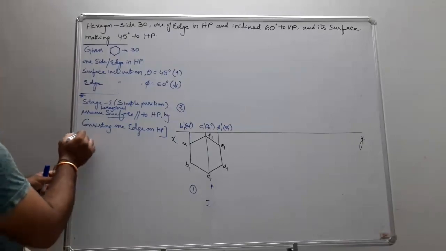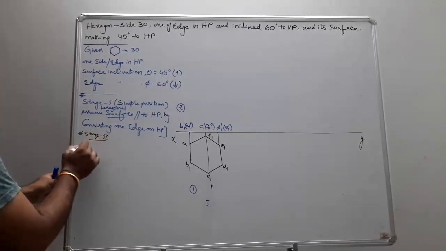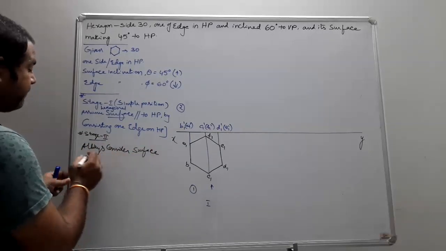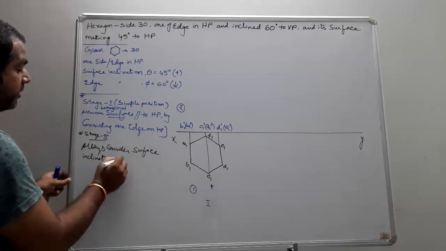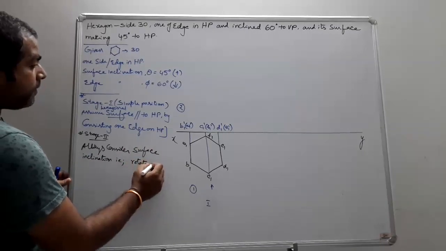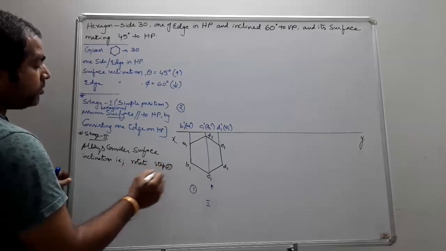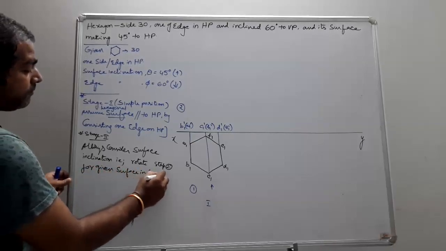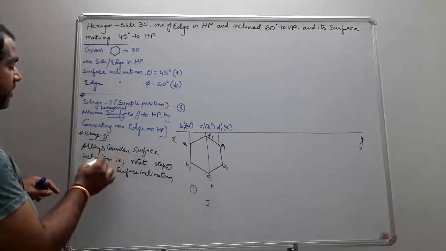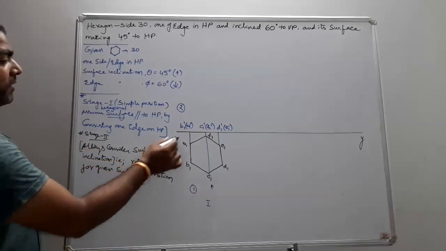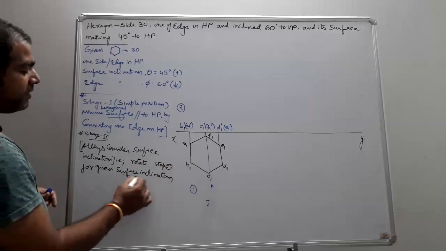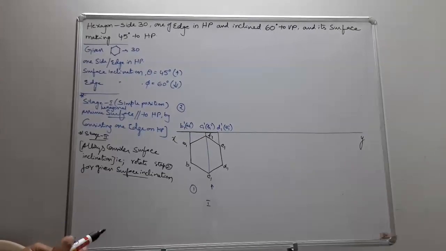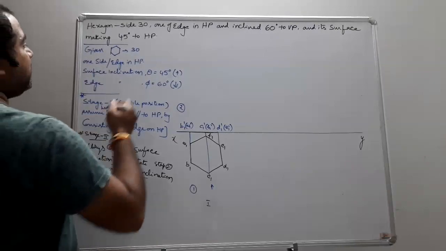Okay. Now what is stage two? Always consider the surface inclination, so that is rotate. Step two, for the given surface inclination, is the second stage. So what is happening here? The front view obtained in step two is going to be rotated for the given inclination. Which inclination? The surface inclination is given as theta equal to 45 degrees.